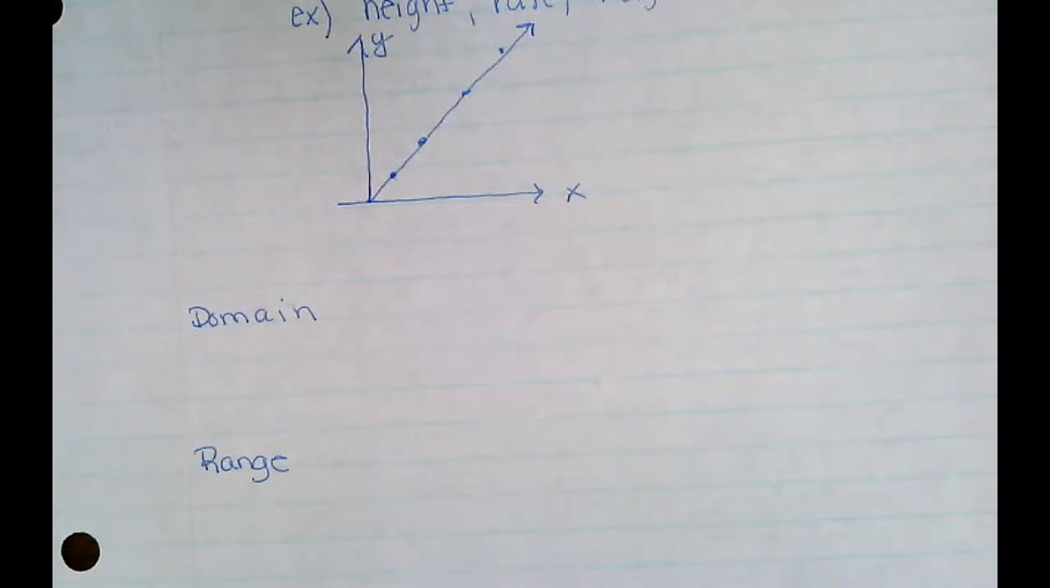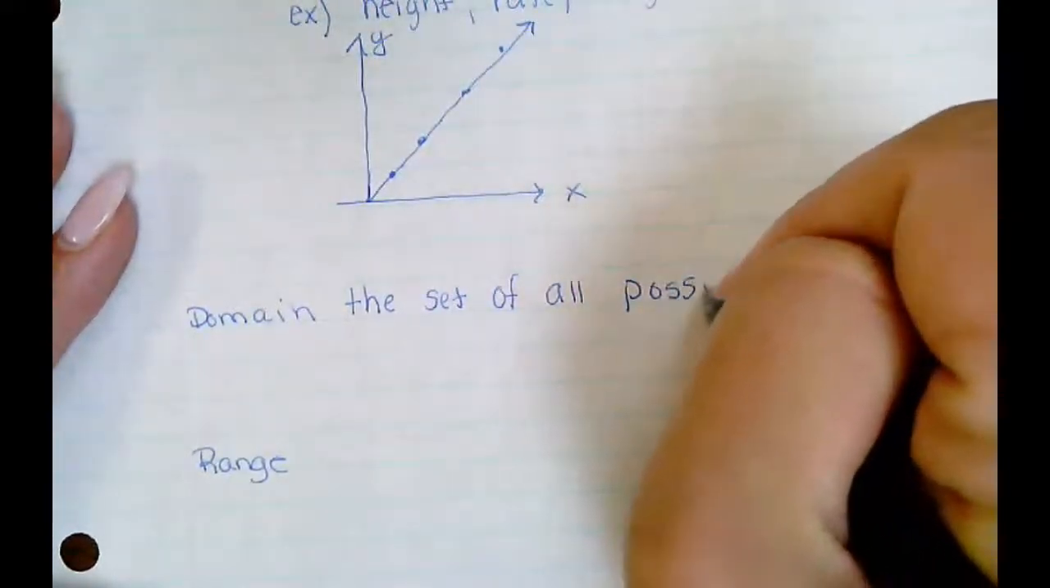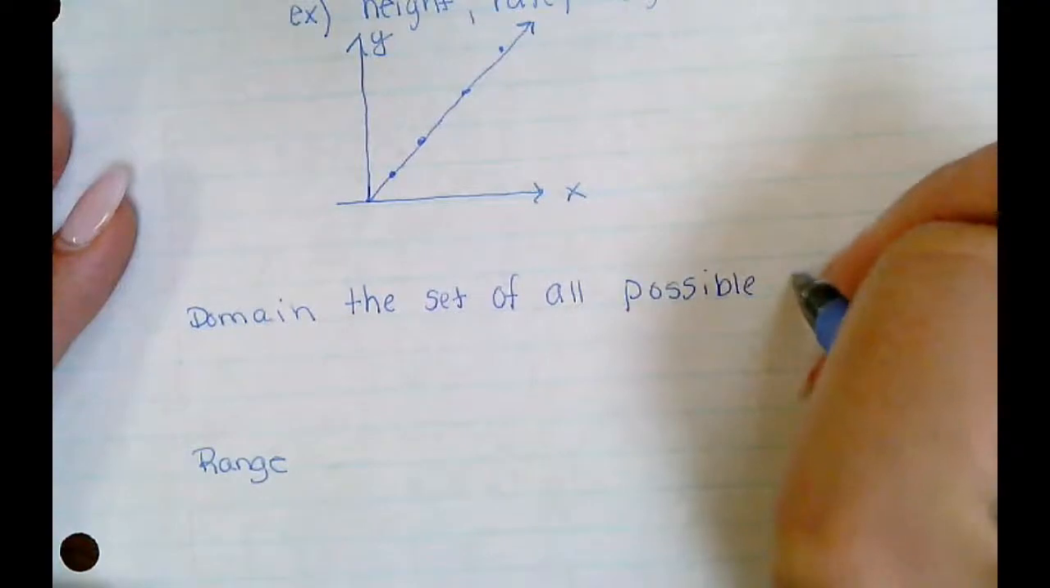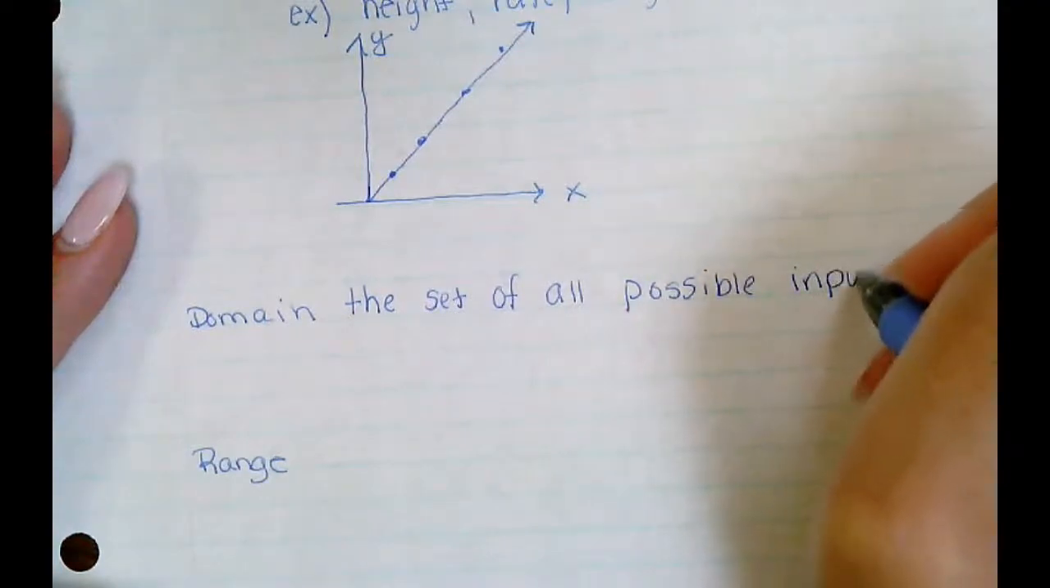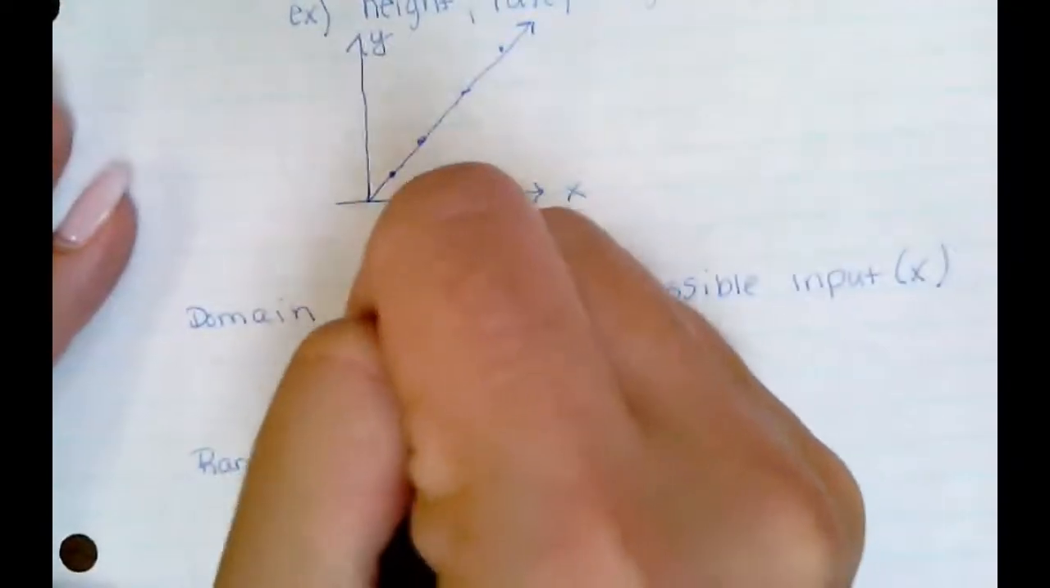So your domain is the set of all possible input. Okay, remember, input are your x values.